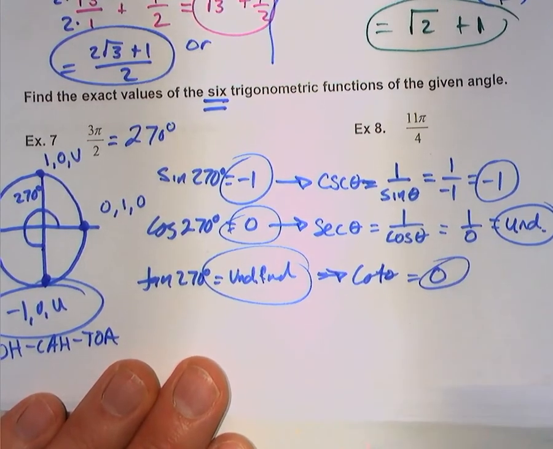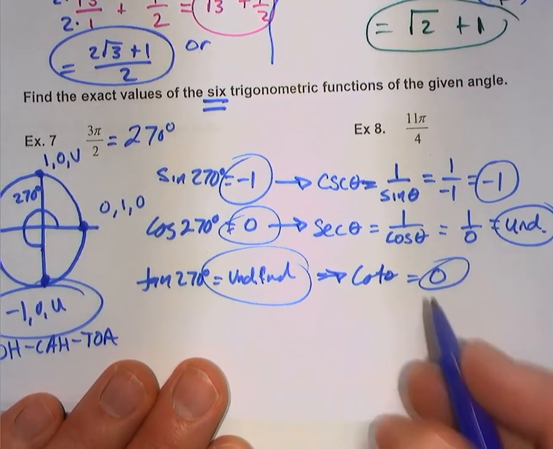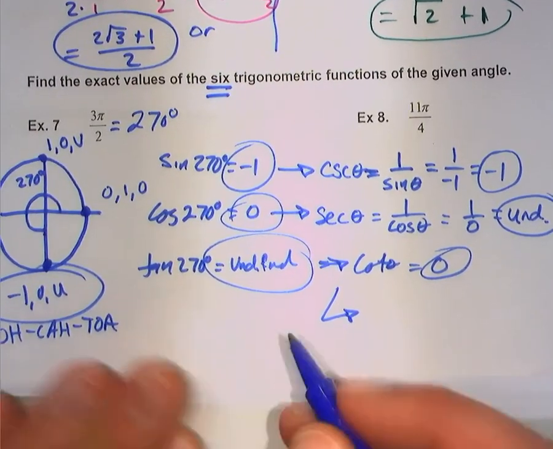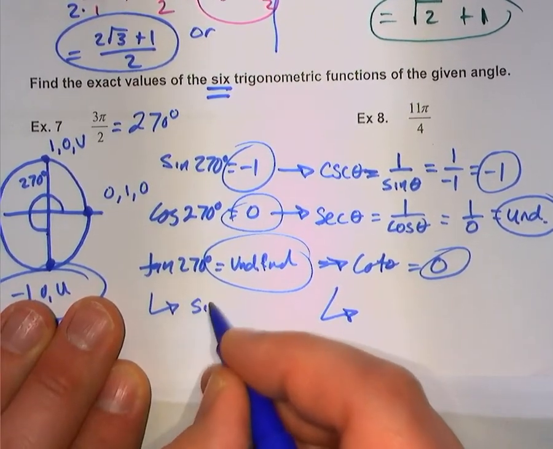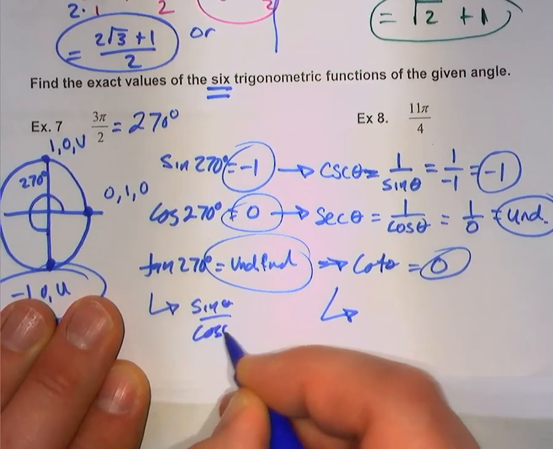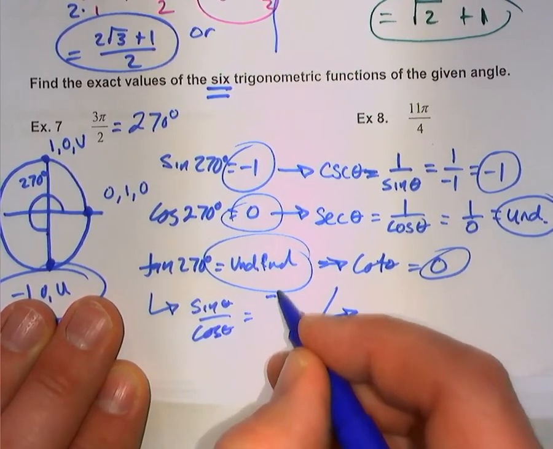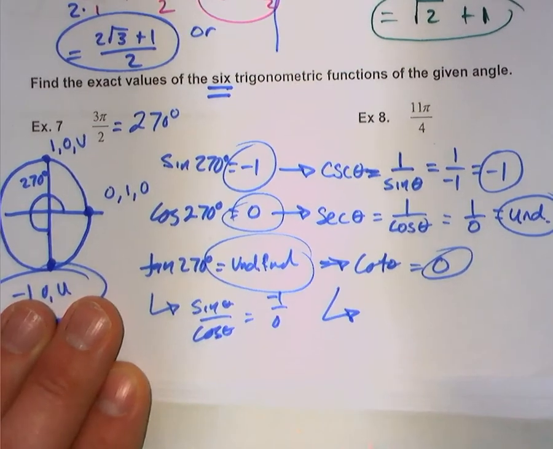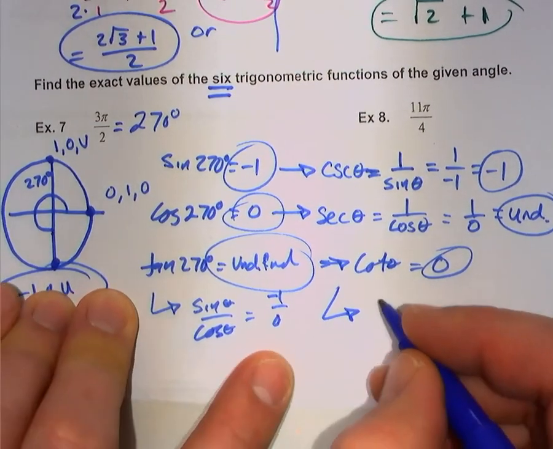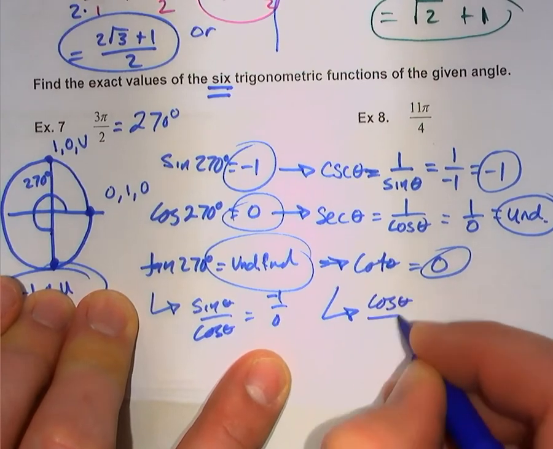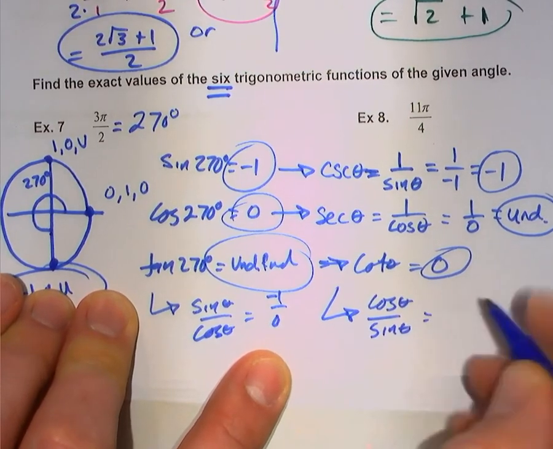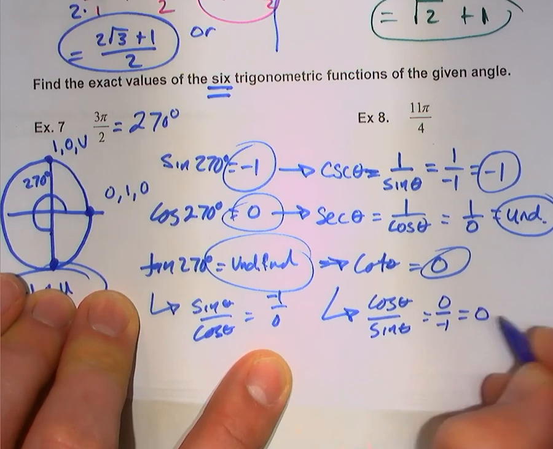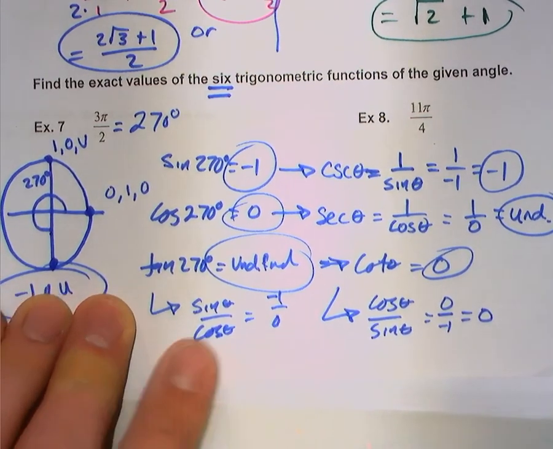Cotangent. Okay. Now, why? Everybody wants to know the why. Well, tangent is sine over cosine. Sine of theta over cosine, which in this case is negative 1 over 0, which is why that's undefined. Cotangent is the reciprocal of that. That's cosine over sine, which in our case is 0 over negative 1, which is 0. So that's why that works.